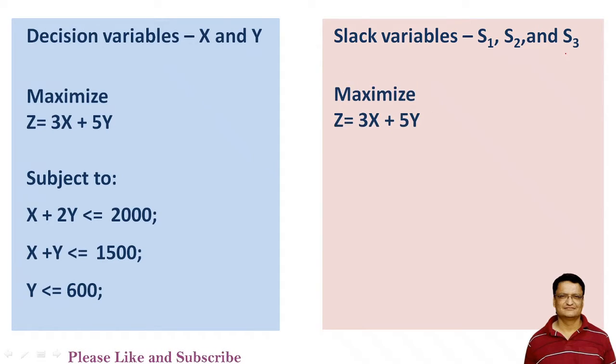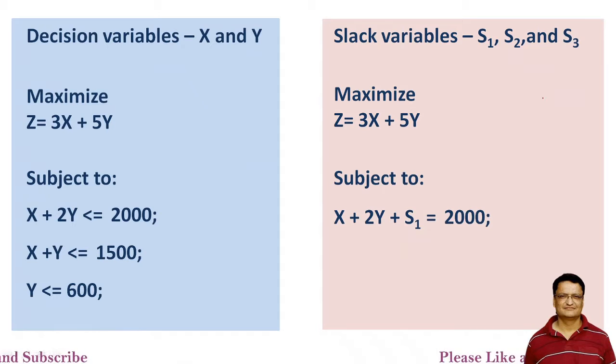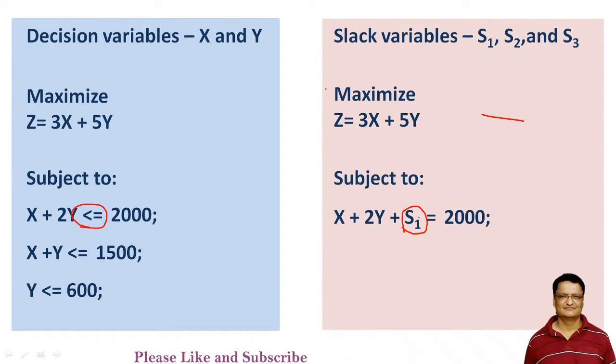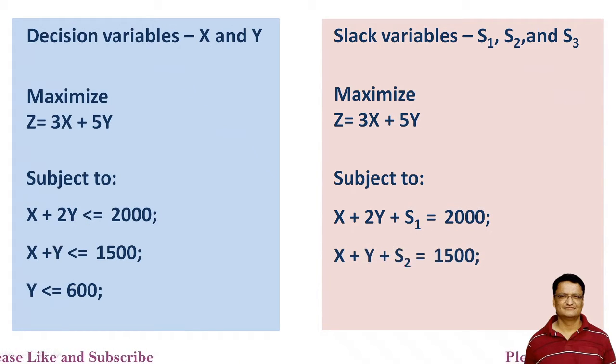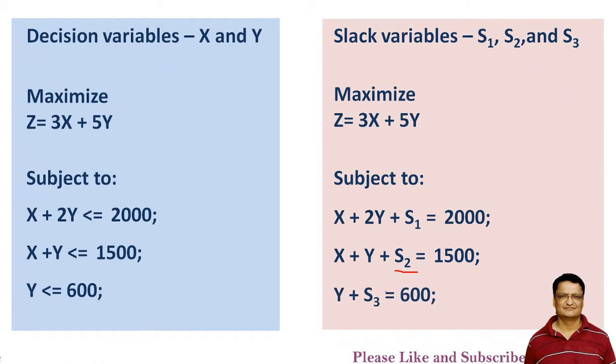So my objective function will remain the same, and I will add s1 to the first constraint. I have added s1 and converted the less than or equal to sign into an equal to sign. Next I will add s2, the slack variable 2, for the second constraint, and third I will add s3 in the third constraint. So I have converted all the inequalities into equalities.